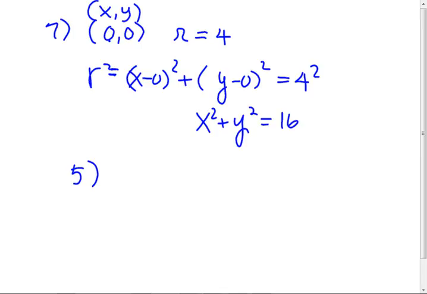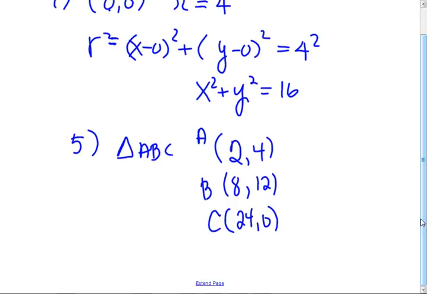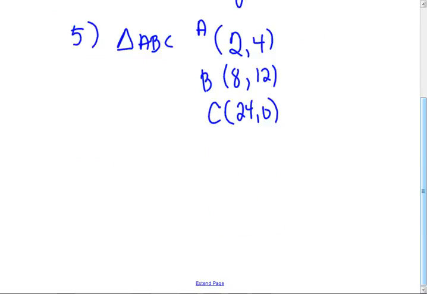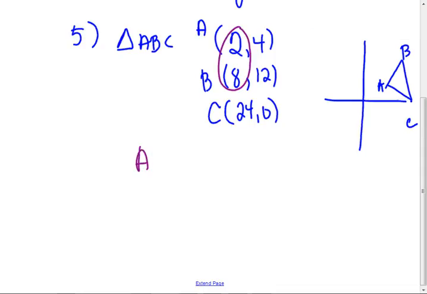Triangle ABC with A equals (2, 4), B equals (8, 12), and C equals (24, 0). So you have to find the lengths of all the sides. If we get that, then I don't have to draw the picture. If you draw the picture, you've got A, B, C. So you want to find these lengths. So I want to find A to B. So I want the length of that.